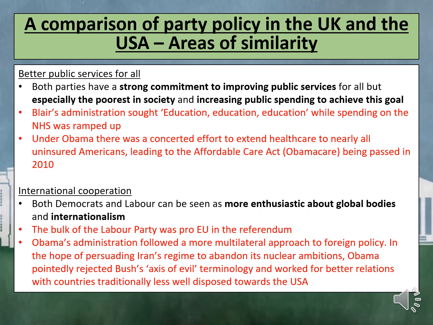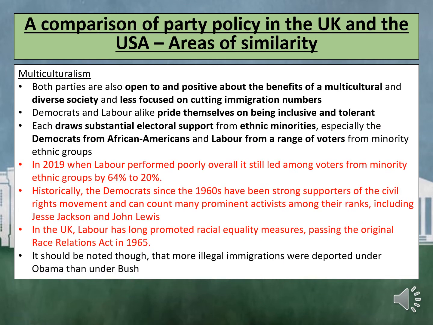Then there is international cooperation. Both Democrats and Labour can be seen as more enthusiastic about global bodies and internationalism. The bulk of the Labour Party was pro-EU in the referendum. Obama's administration followed a more multilateral approach to foreign policy. In the hope of persuading Iran's regime to abandon its nuclear ambitions, Obama pointedly rejected Bush's axis of evil terminology and worked for better relations with countries traditionally less well disposed towards the USA.